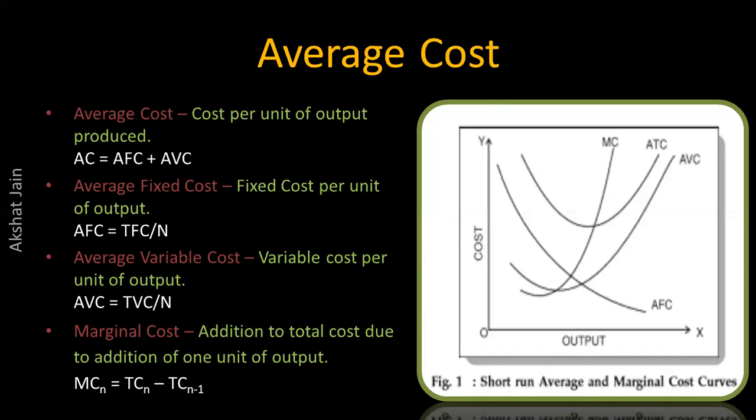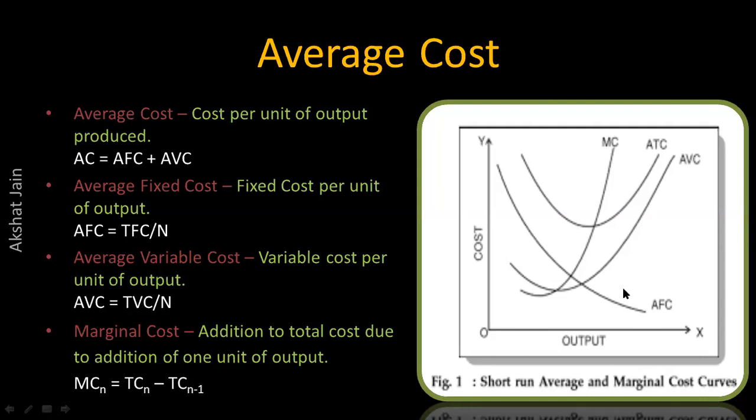I hope the concept of average cost is clear to everyone, and this is it for today. Let's recall what we have done. We have done average cost today. What is average cost? Average cost is the cost per unit of output produced. Average fixed cost is fixed cost per unit of output. Average variable cost is variable cost per unit of output. And marginal cost is change in total cost due to change in the unit of output, derived with the formula TCN minus TCN minus 1.